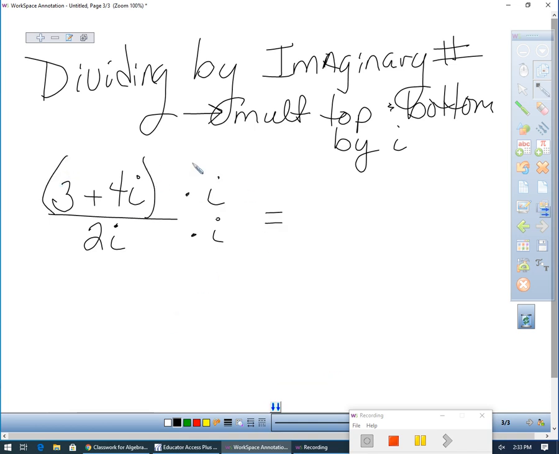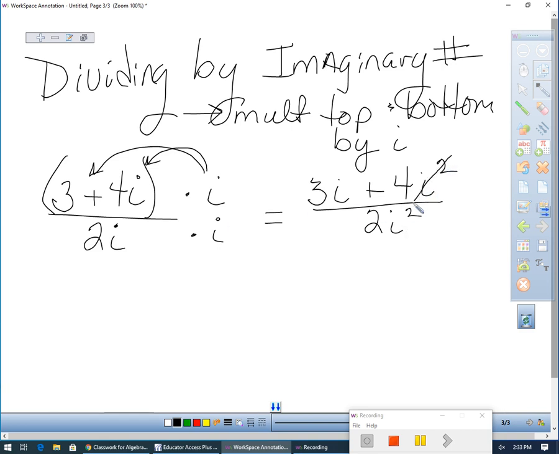Right? On the top, i times 3 is 3i, and i times 4i is 4i squared. Still okay? Alright, in the bottom, 2i times i is 2i squared. Now, what can we simplify in here? The i squared, right? This i squared is going to make this a negative 4. This i squared is going to make that a negative 2. So my final answer, because I got to write it in the right order, this should be negative 4 plus 3i divided by negative 2.